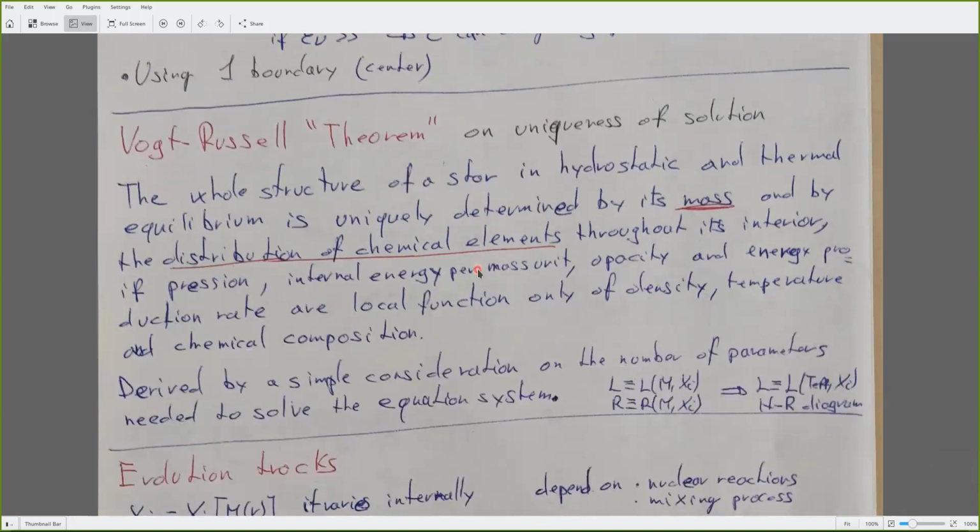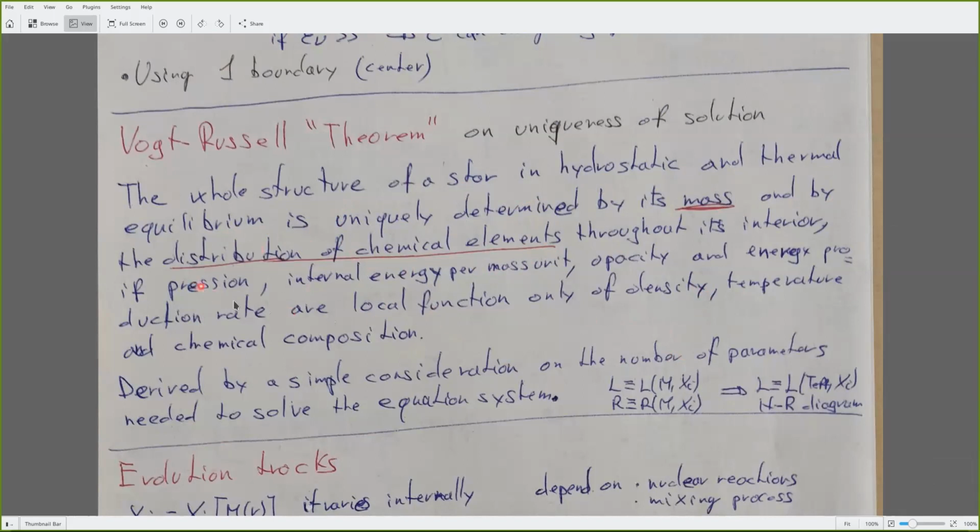We can be sure that we can describe a star well. That is the Vogt-Russell theorem, on the uniqueness of the solution. It is not actually a real theorem, because a theorem is usually mathematically demonstrated. It is not, but it makes sense. It says that the whole structure of the star in hydrostatic and thermal equilibrium is uniquely determined by its mass and the distribution of chemical elements throughout its interior.